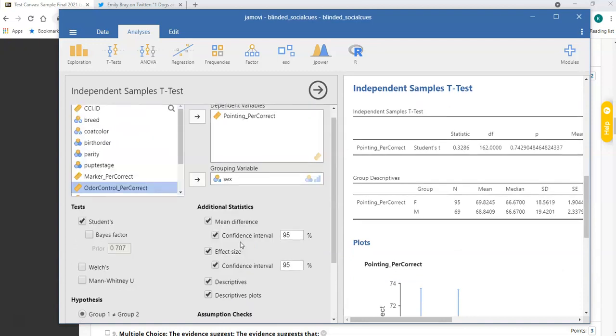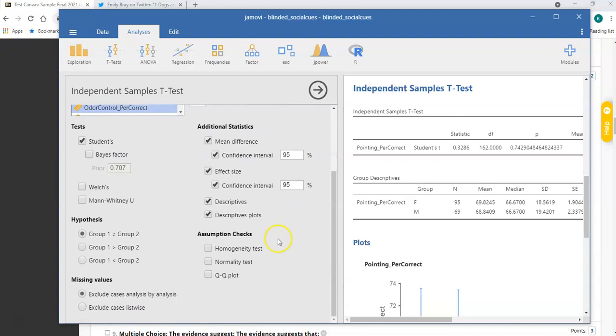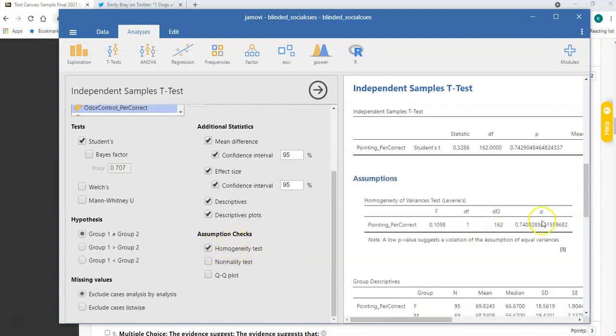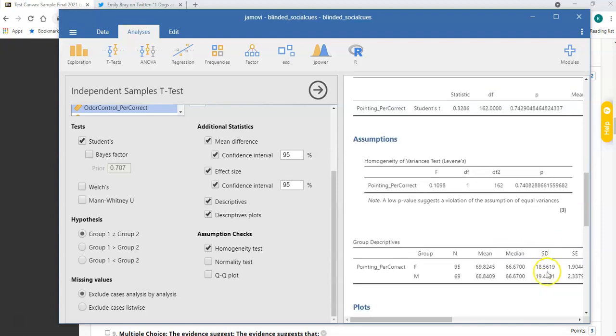And yeah, that should be fine. Now you could do a homogeneity test, but it's not a problem for homogeneity, right? So that means we can go ahead and keep doing the student t-test. If this were a low p-value, that means we'd have a violation of the homogeneity of variance assumption. That would mean that the standard deviations are very different from each other.